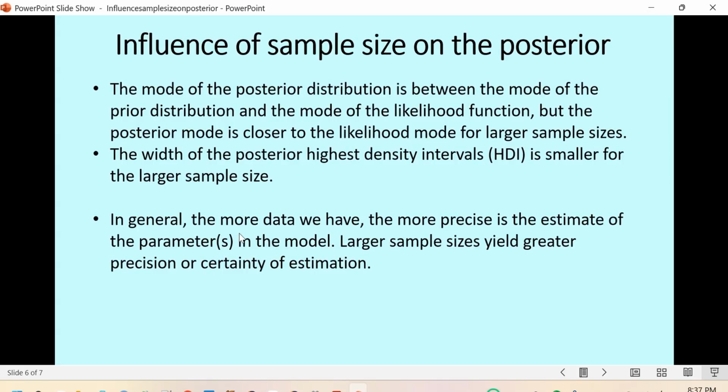So in general, the more data we have, the more precise is the estimate of the parameters in the model. So we get a very precise parameter estimate in a small range. So a large sample size will yield greater precision or certainty of estimation in Bayes statistics.